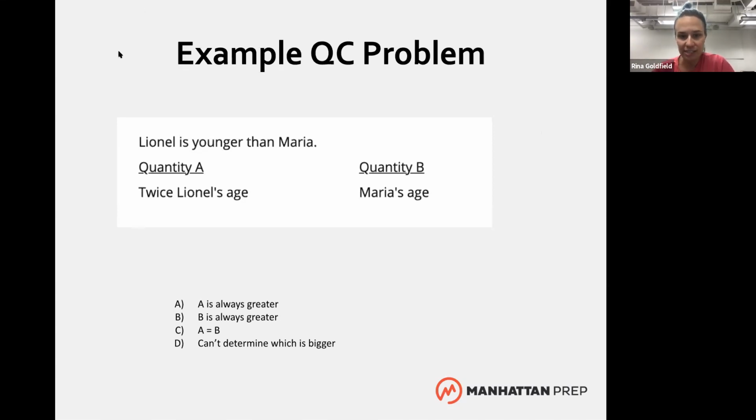All right, thanks for sending me your answers. I'm seeing lots of great answers come in. So this question is a great example of our general idea of proving D for these questions.